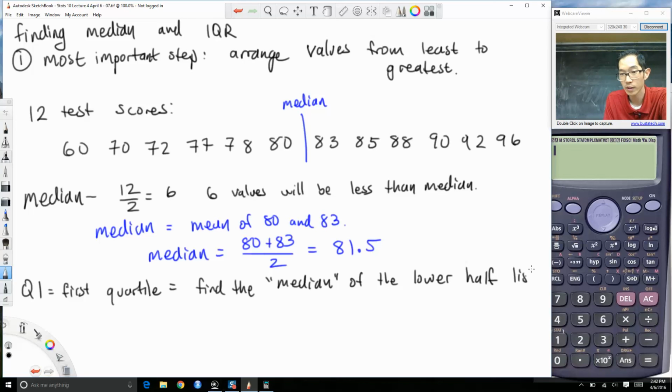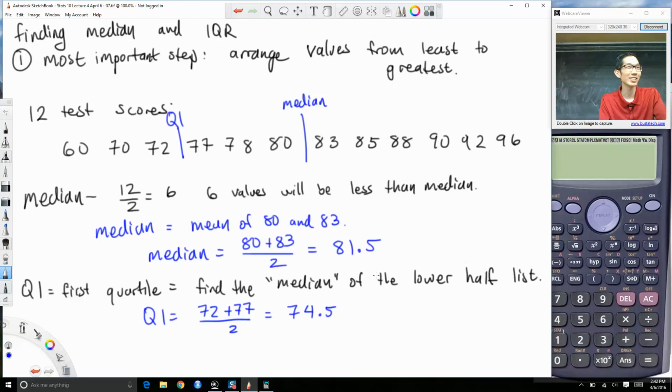Okay, so what is Q1? Right here, right? Okay, so Q1 is equal to 72 plus 77 divided by 2. I get Q1 is equal to 74.5.